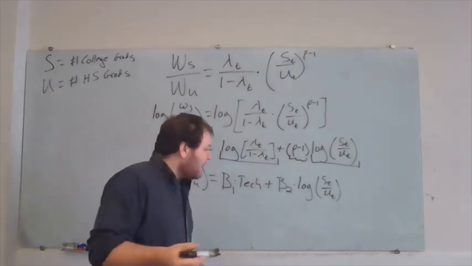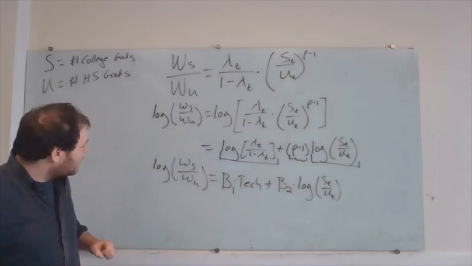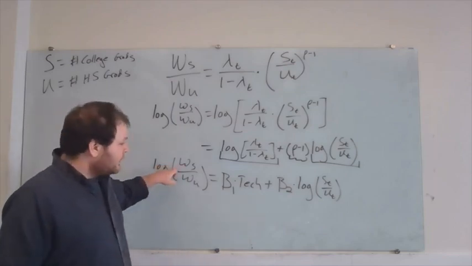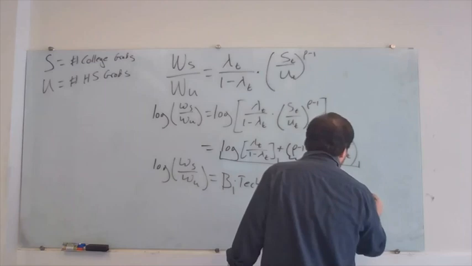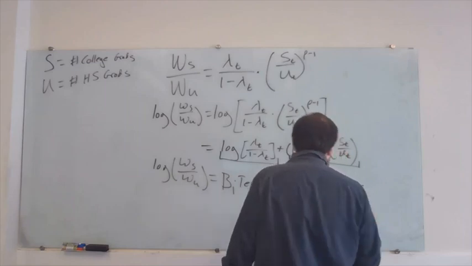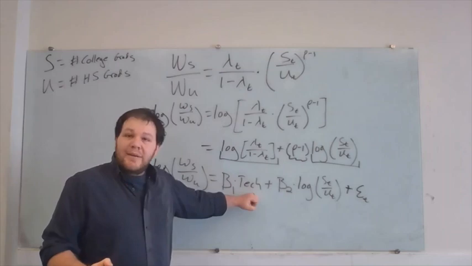Now, the only problem here: this st over ut is a real thing we can measure, right? We can count skilled workers and count unskilled workers. Beta 1 and beta 2, as we said, are abstractions. But this technology term here is not a real thing we can measure.